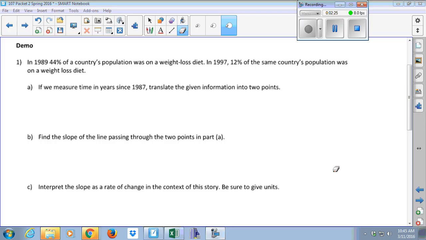Okay, so this sentence is setting us up for being able to plot 2 points. And in order to do that, we need to identify what our variables are and which variable would fit along your horizontal axis and which variable would fit along our vertical axis. Remember, we call the horizontal variable our independent variable, and we call the vertical variable our dependent variable.